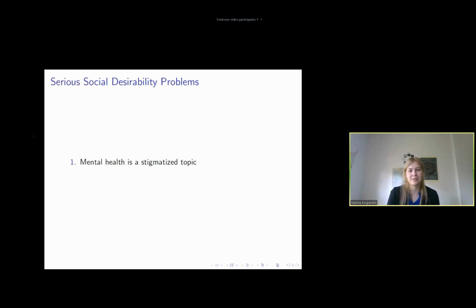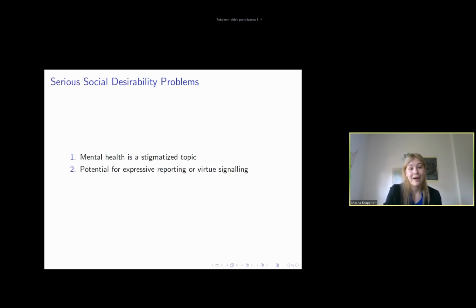So the first issue is that mental health is a stigmatized topic. People may be less likely to admit on a survey that they are worried or that they have depression. But interestingly enough, in this particular case, the converse may also be true. There is this potential for expressive reporting or virtue signaling.